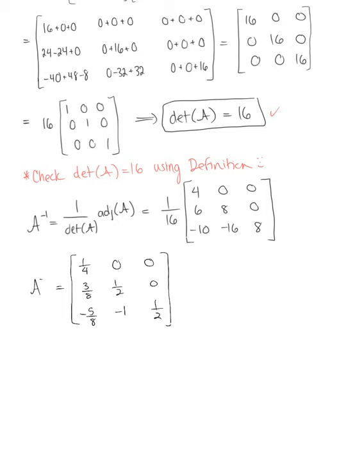And so we have found the inverse of our given 3 by 3 matrix using the inverse formula by Cramer's rule.